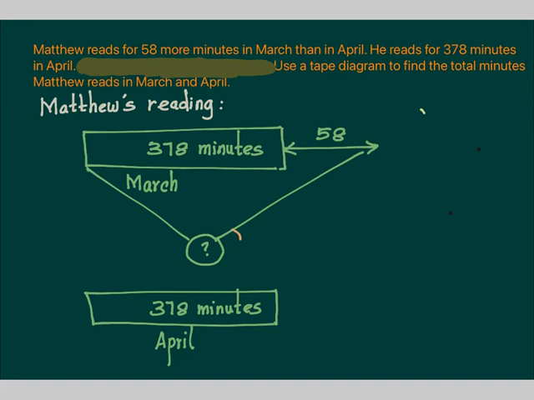Okay, the next step is to find the total. So let us use the standard algorithm. The standard algorithm is a normal vertical method that we use for addition. 378 minutes plus 58 minutes.